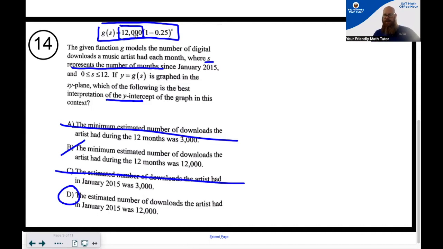So the y-intercept is right in front for an exponential function. And then we just need to know what's, when the input is zero, what is the input, right? In this case, the input is the month since January 2015. So that has to be in the problem, and 12,000 has to be in the problem.